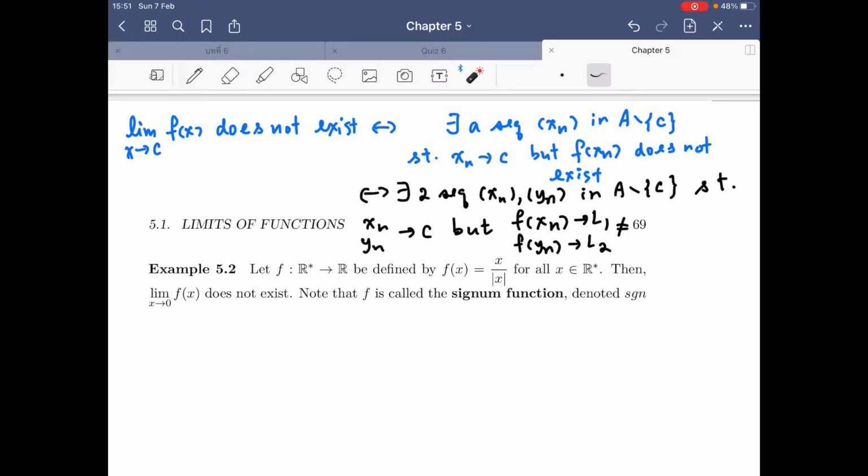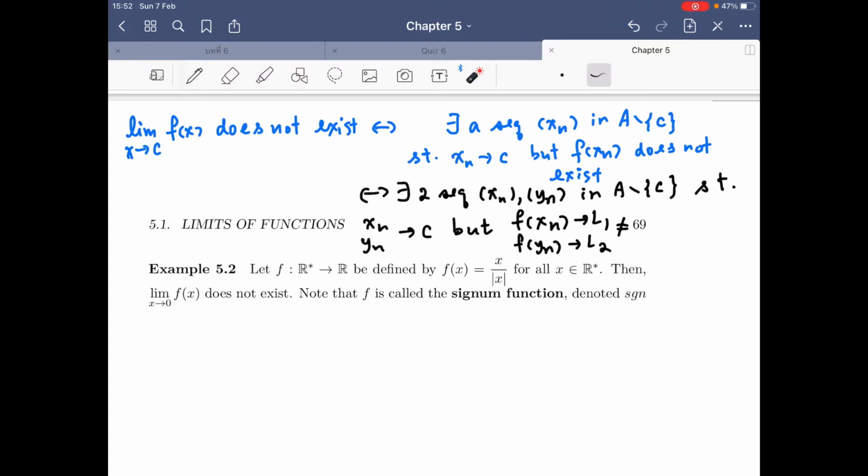Previously, what we have learned is that if we are going to say that the limit of a function f(x) as x goes to c does not exist, we are going to find a sequence x_n in the set A except the point c, and this set A is actually the domain of the function f, such that x_n goes to c, but the limit of f(x_n) does not exist.